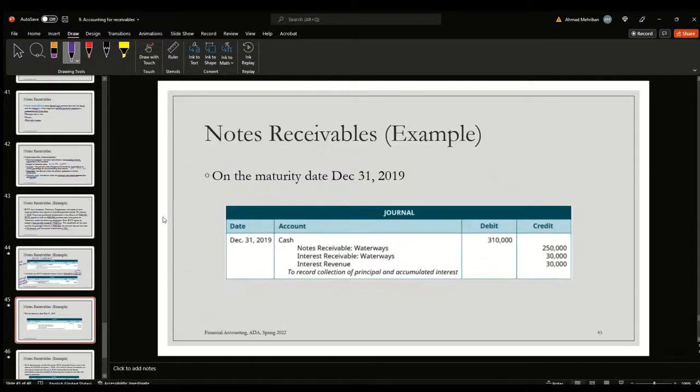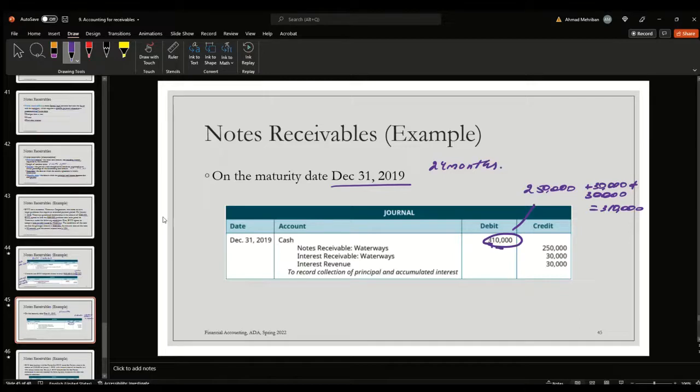Moving on to the date of maturity. The date of maturity in 2019 is 24 months later. 24 months later, we record the remittance of cash. So the cash has been received. That's why we record 310,000. The 310,000 is 250,000 plus the interest for 2 years. The first year was 30,000, and the second year also 30,000. In total, 310,000 of cash is owed by the customer and is eventually paid by the customer to the retailer. Therefore, we record it on the debit side.